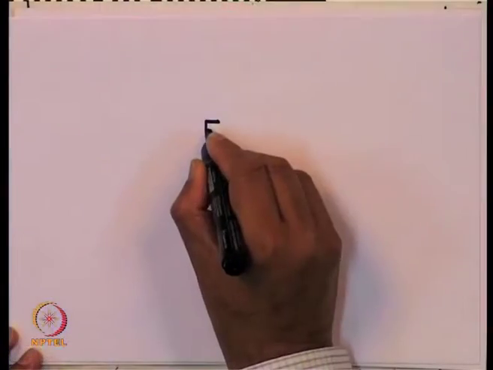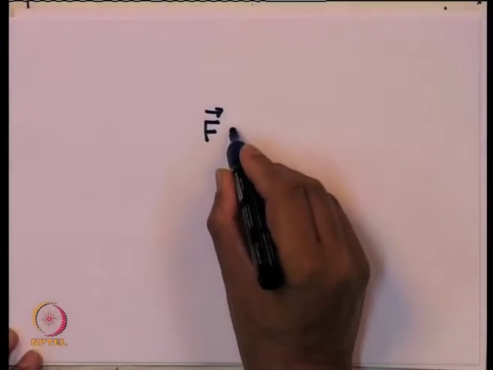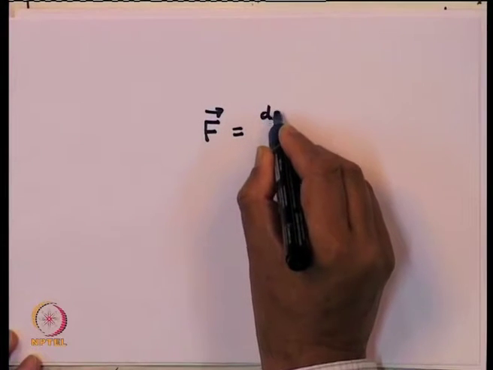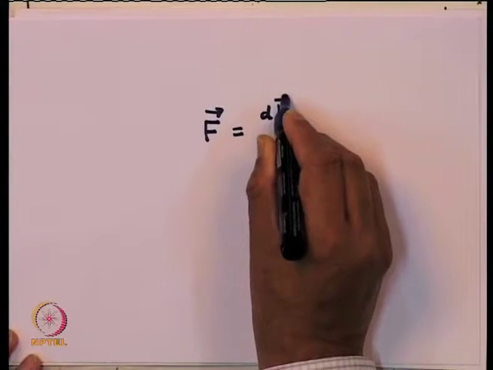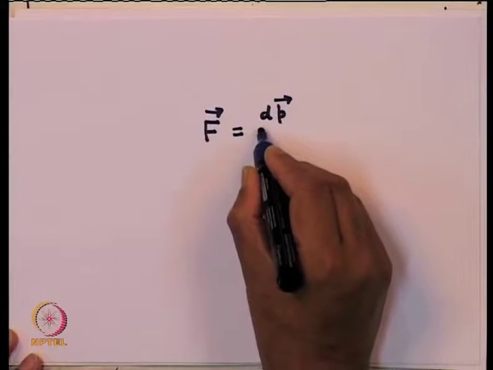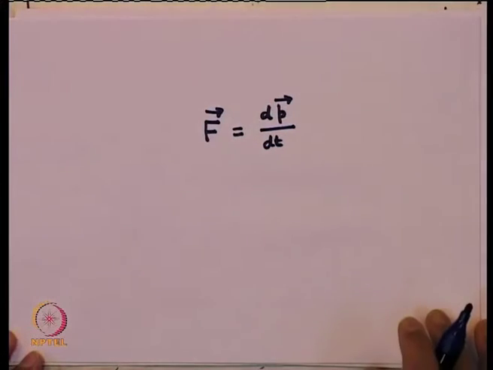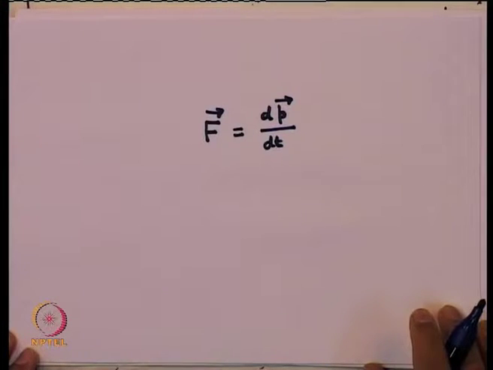If you remember, there are two ways in which we can talk of force in classical mechanics. One, of course, force is a vector quantity, so we always write it with a vector sign F. We can write that F is equal to the rate of change of momentum. When we say rate of change, it always means the time rate as far as this definition is concerned. So, force can be written as the time rate of change of momentum.